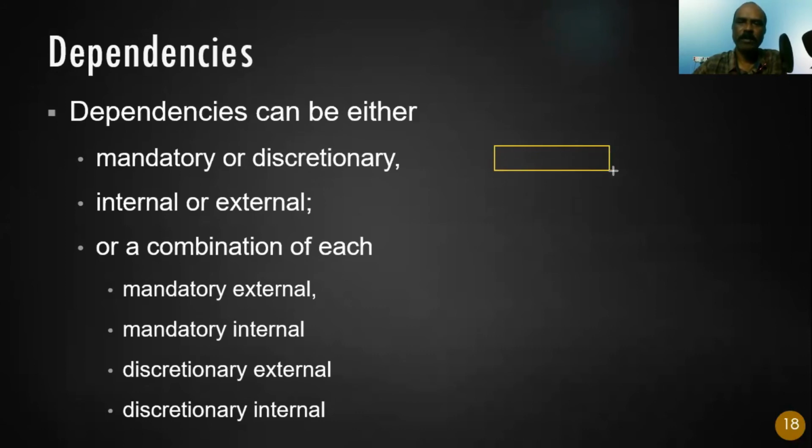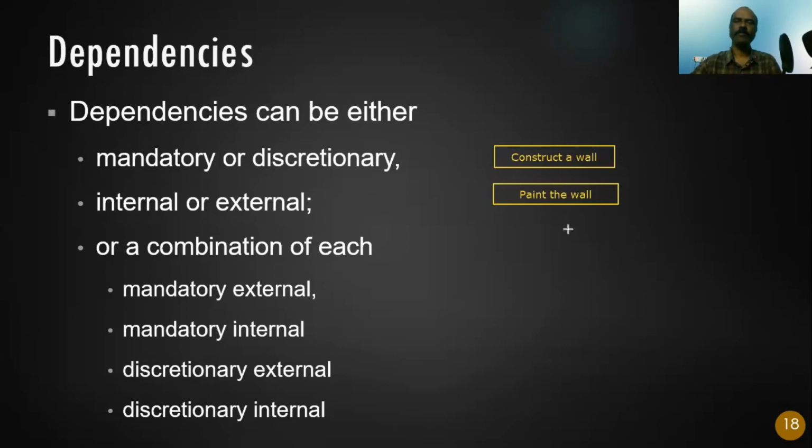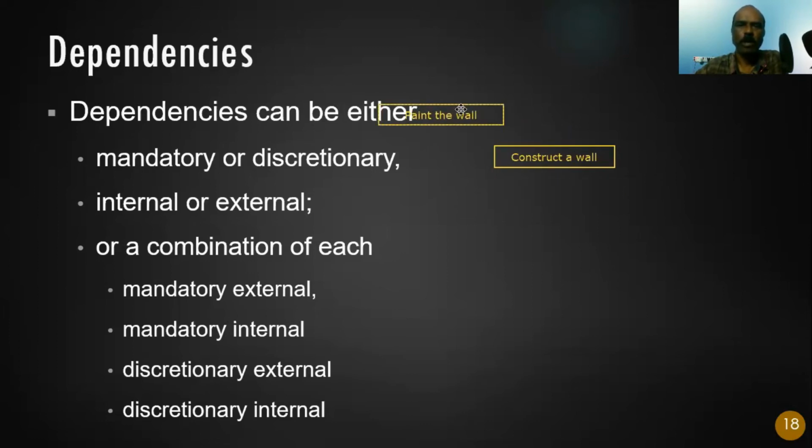Let's say the first activity is, let's say I need to construct a wall. And then the second activity, let's say, is to paint the wall. Okay, the first activity is construct a wall. The second activity is paint the wall. Now, in what sequence should I do this? Which activity should I do first? Can I do painting the wall first?